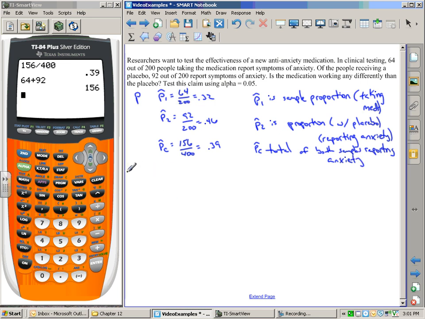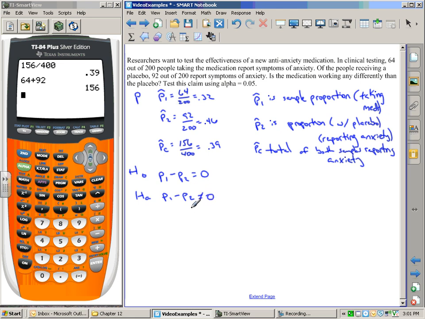Alright, so that's what we're given. So then we can do our hypothesis. Our hypothesis is that there is a difference, or that there is no difference. So we would want to state that the null hypothesis is that P1 minus P2 equals 0, or you might say P1 equals P2. And then your alternate would be that P1 minus P2 does not equal 0.